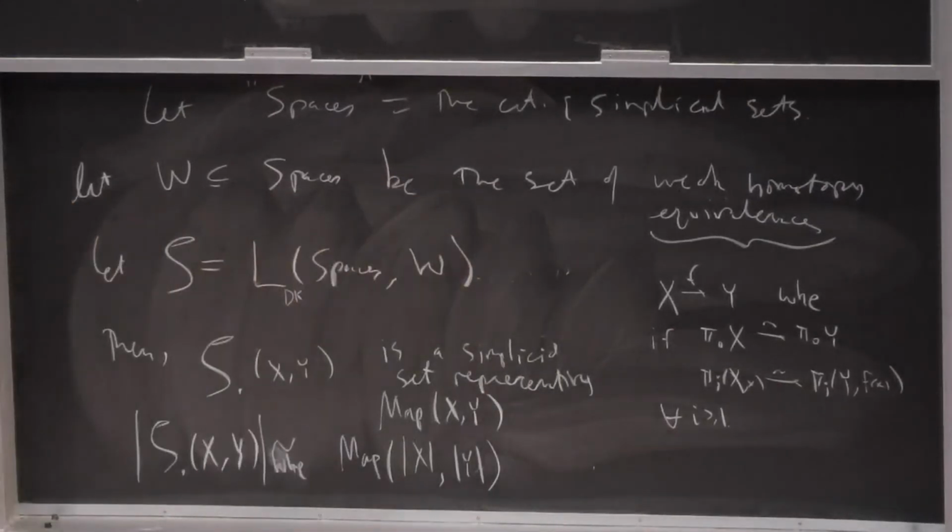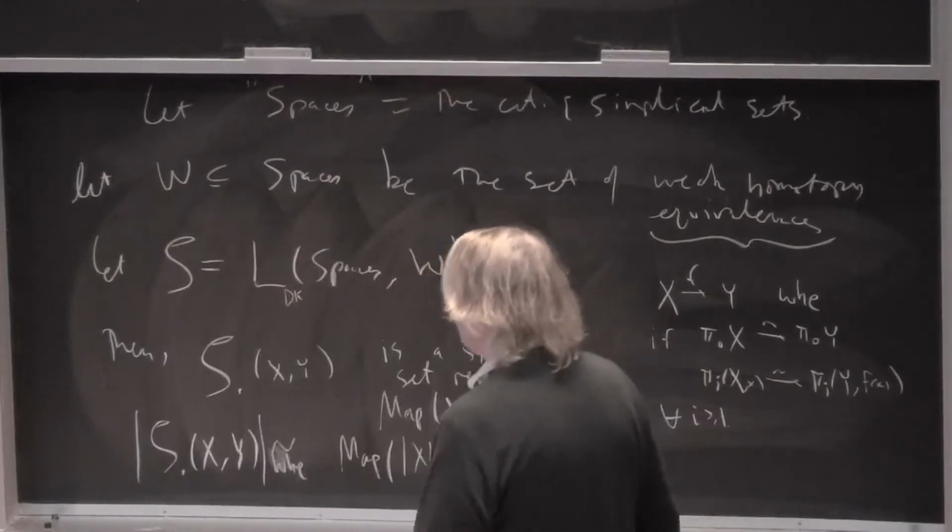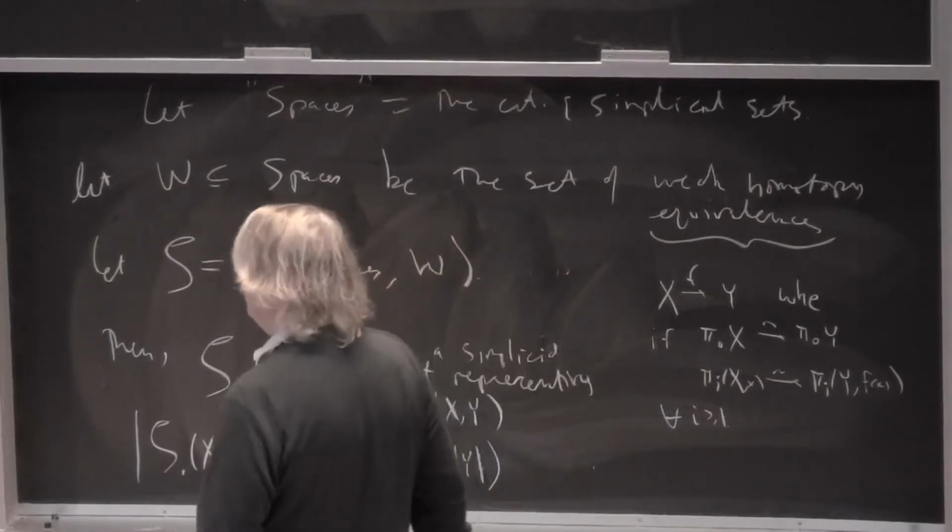Okay. If you have a computer, you can look at Wikipedia and look at the definition of Dwyer-Kahn simplicial localization. That's going to be perfectly as good, if not better, than having me write it on the board. Unless sometimes there's a mistake in Wikipedia, so you have to be a little careful. Okay.